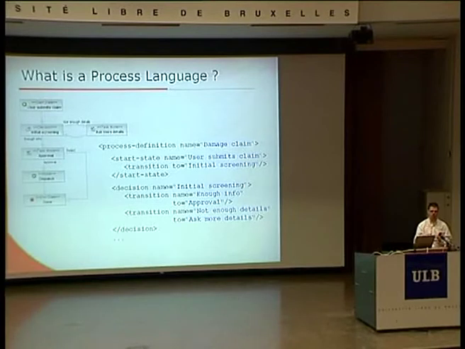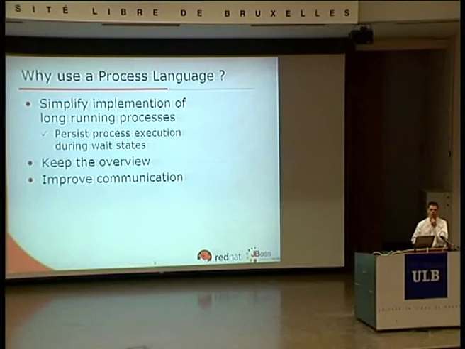So one is a diagram, and it just shows you the structure. It doesn't show all the details. While in the XML, you'll find the structure plus more details. And from the XML, you can generate a picture. So why would you use a process language like JPDL? First of all, to simplify your implementation of long-running processes.